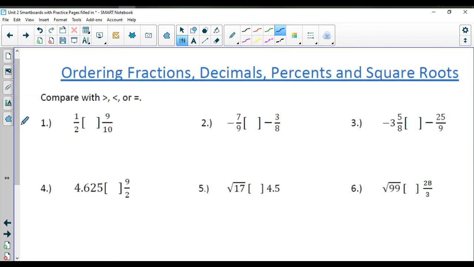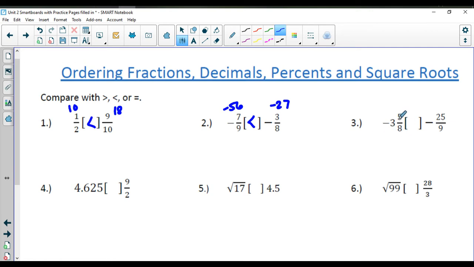In the next examples we're comparing here, going across, 10 times 1 is 10, 2 times 9 is 18, so 1/2 is less than 9/10. 8 times 7, 56, these are negative. 9 times 3, negative 27. Negative 7/9 is less than negative 3/8.